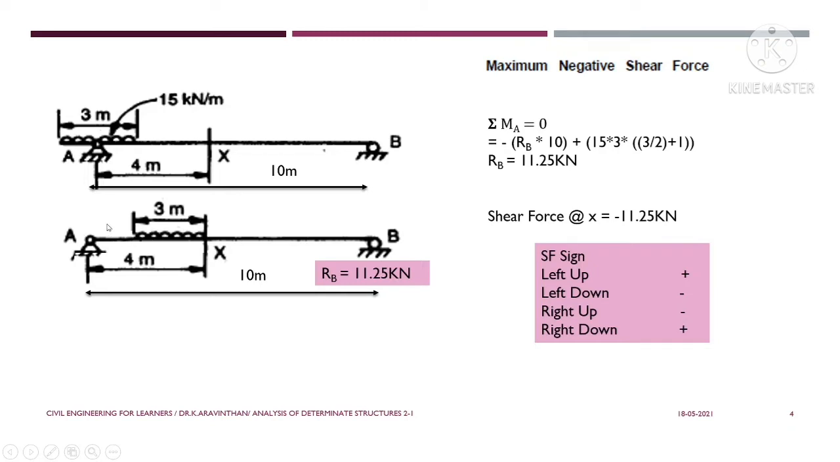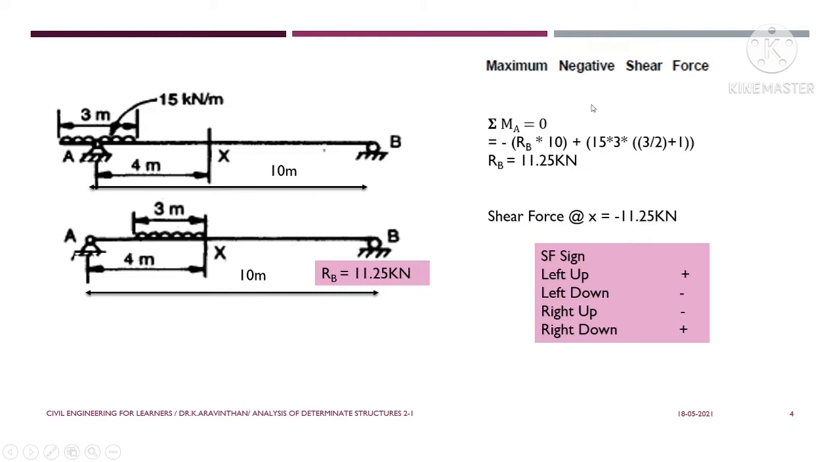So you have to add 1 plus 3 by 2. At this point you will be getting the centroid. For that you will be using this formula. Now if you want RB, this equation will be equal to 0, and if you need RB you have to take this outside.